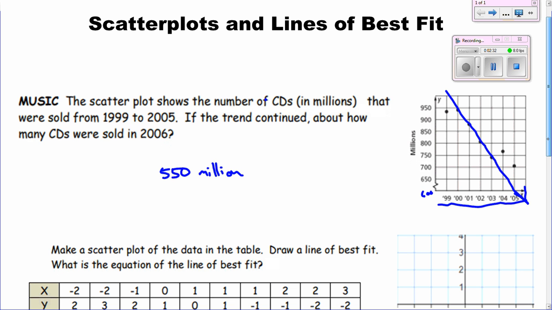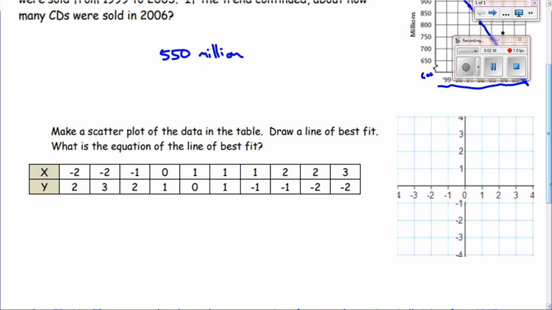Let's look at another one where we actually have to make a scatter plot. So the first thing you have to do is know how to plot points. (-2, 2). If it's -2 for the x, it means you go back to -2 and up to 2. Pretty sure most of you know that. Then we have (-2, 3), (-1, 2), (0, 1), (1, 0), (1, 1), (1, -1), (2, -1), (2, -2), and (3, -2).